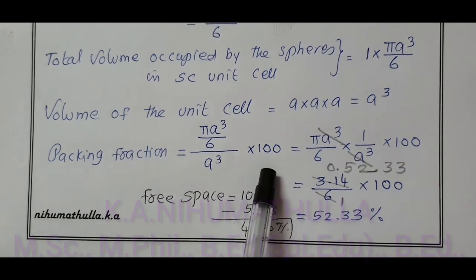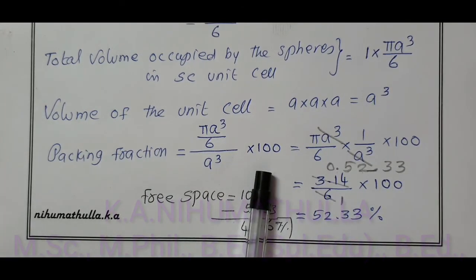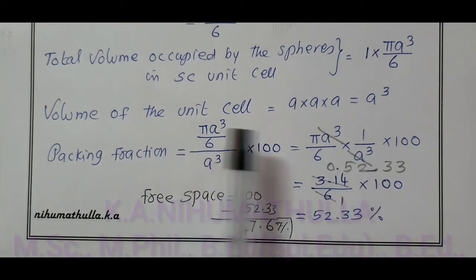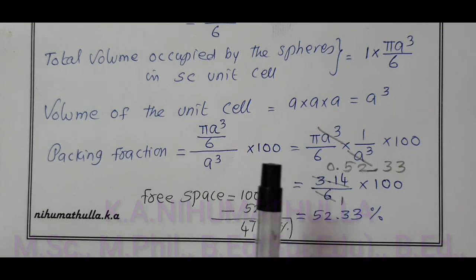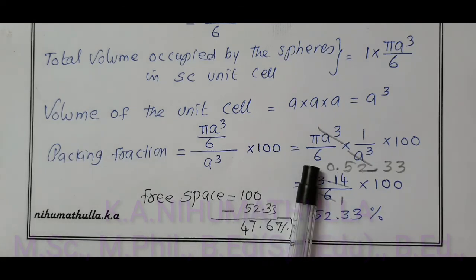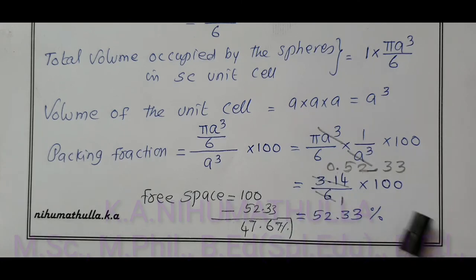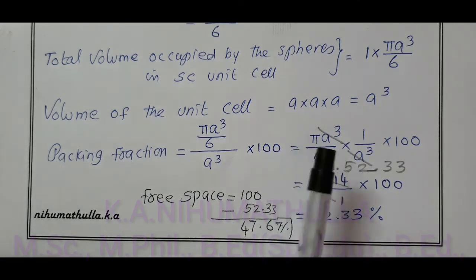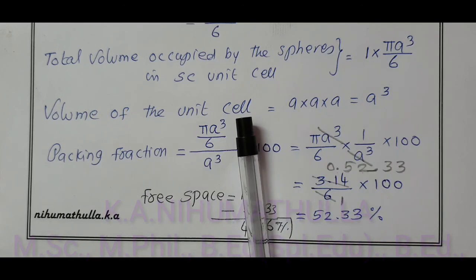And remember one more important point: of all the metals in the periodic table, only polonium crystallizes in a simple cubic pattern. Polonium was discovered by the famous scientist Marie Curie. Why is the element named polonium? Marie Curie belongs to the country Poland, so the element is named after her mother country, polonium.